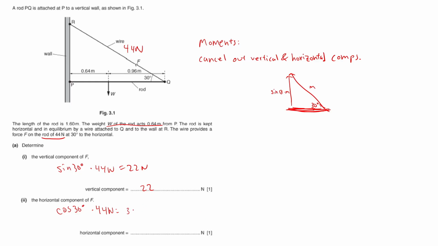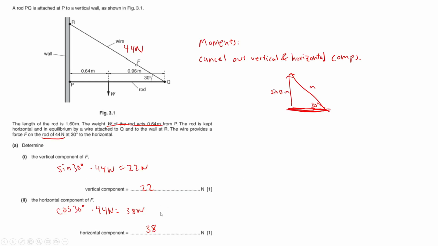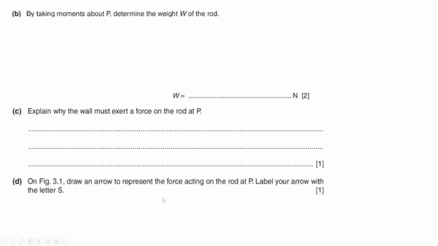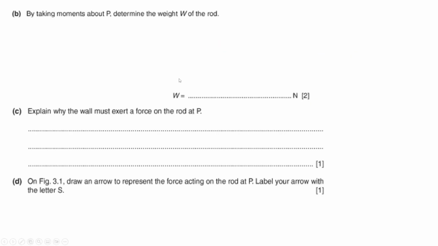Which is equal to 38 newtons. By taking moments around P, determine the weight W of the rod. So we're taking moments around this pivot, and then find the weight W based on moments. So we need to find clockwise and anti-clockwise, and they need to be equal.